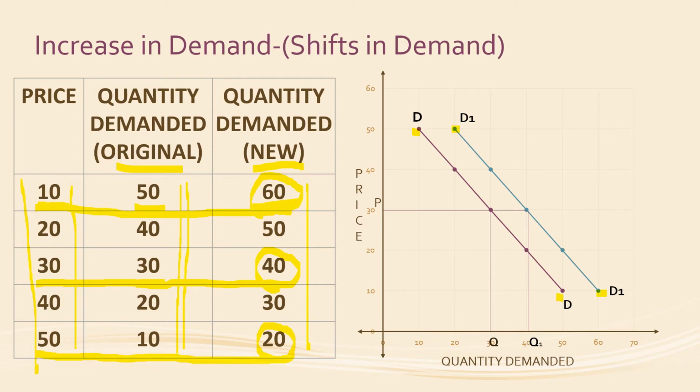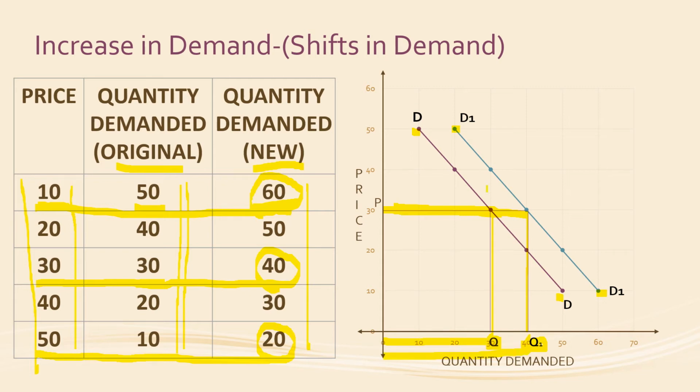As you can see, I have chosen one price here to demonstrate to you that at the same price, a higher quantity is demanded. So I've taken price 30. At price 30, 30 units are demanded. We call that Q. We generalize it with the letter Q. At the same price 30 or OP, on the new demand curve, a higher quantity is demanded, and that is 40. And I've given the letter Q1. So the quantity demanded has now increased from OQ to OQ1.